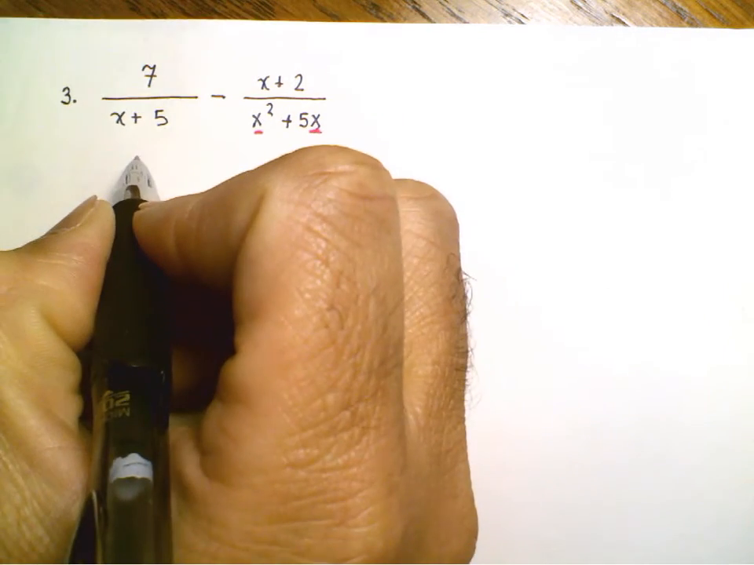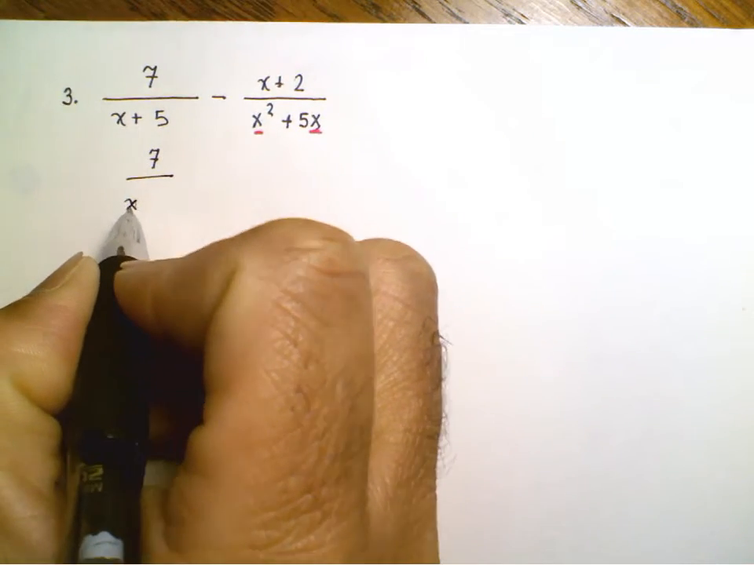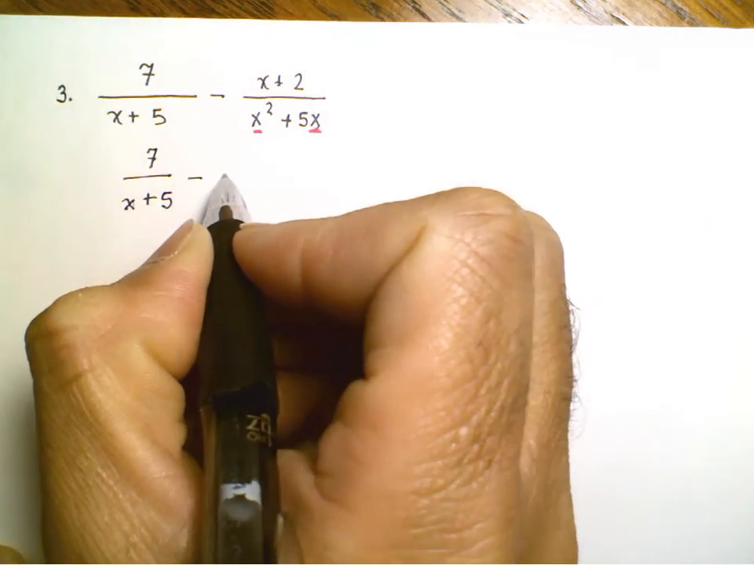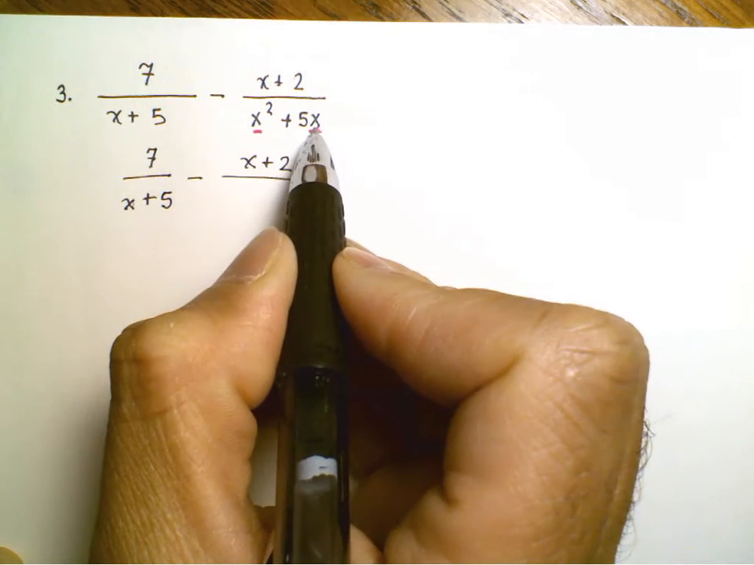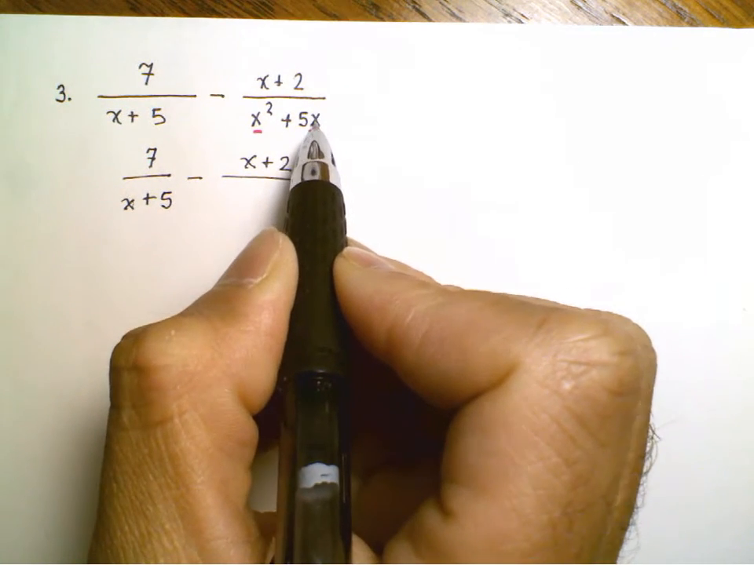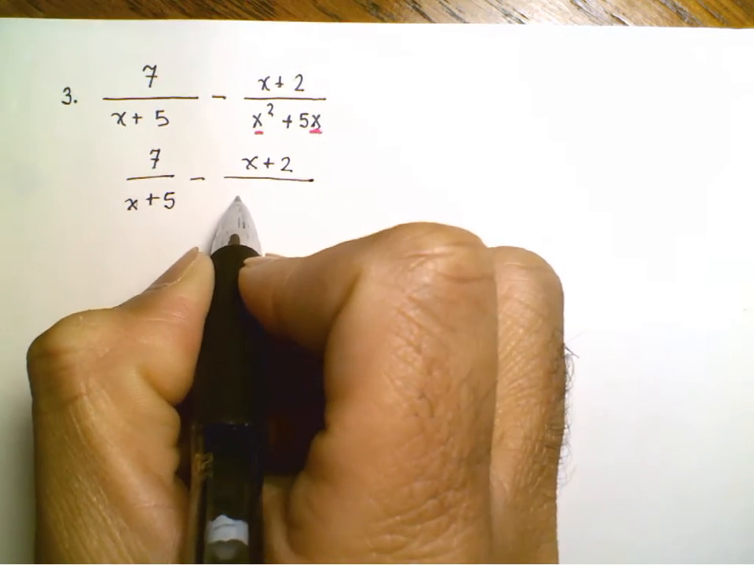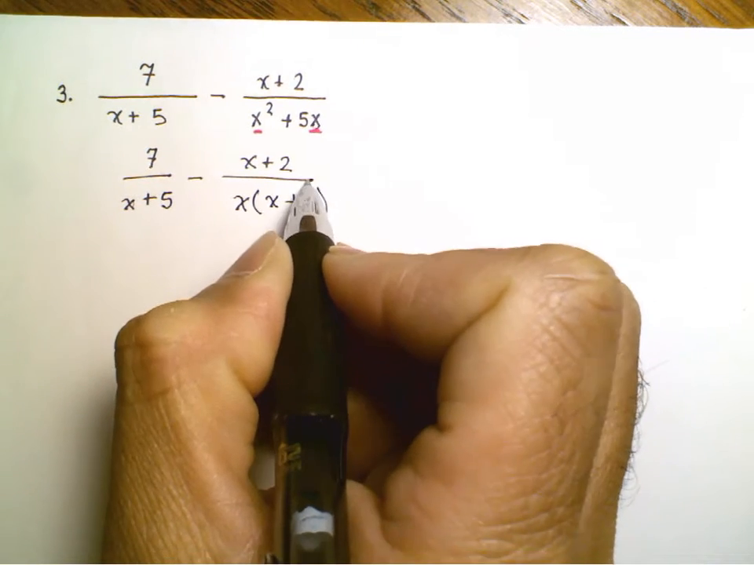So I have 7 over x plus 5 minus x plus 2. And then the greatest common factor is going to be x. We always choose the one with the least exponent. So I have x plus 5.